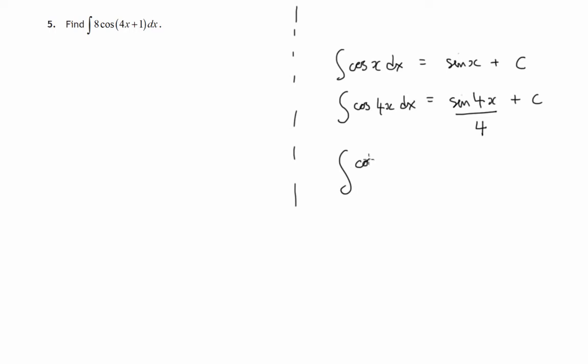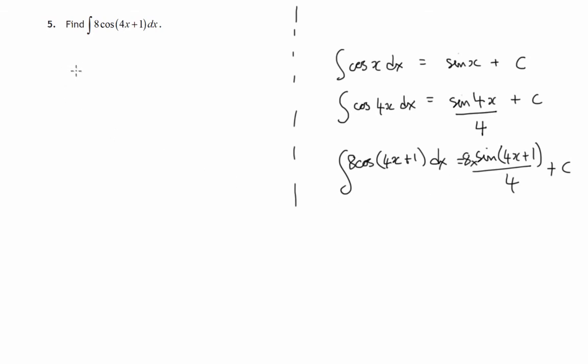Similarly, if you integrate cosine of 4x plus 1, you will have to divide by that 4. Track the thing back by differentiating the right hand side. Differentiate sine 4x plus 1, you get cos 4x plus 1 times 4, by the chain rule, which cancels that 4 down there. If we've got an 8 at the front, it just stays there. So it'll be 8 times that.